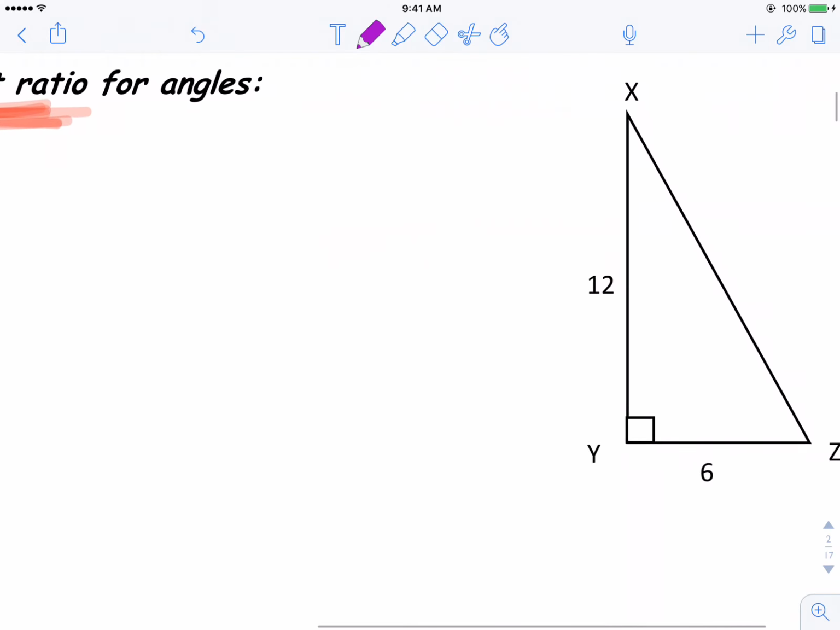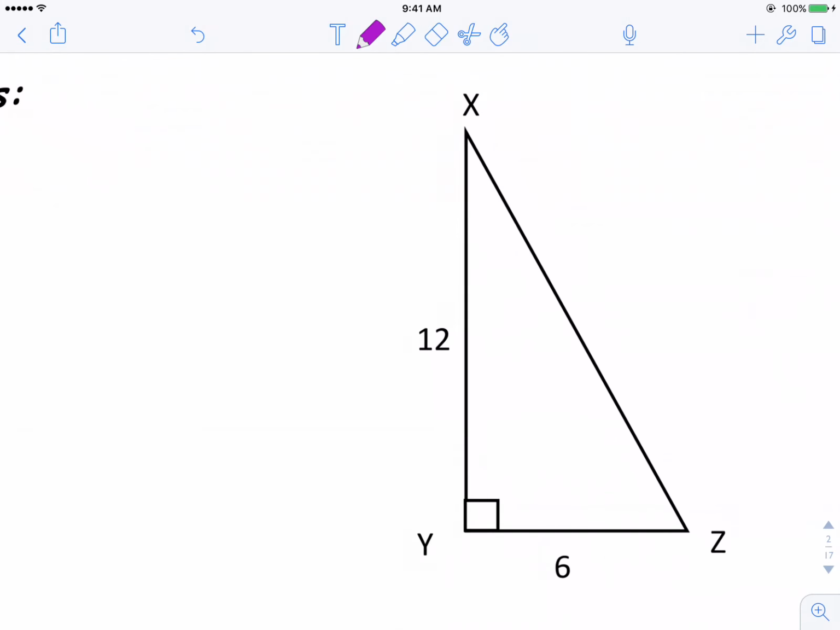So we go to our picture. If we're looking at angle x, that means we're referring to this angle. We need to label our triangle. This side would be the hypotenuse. The hypotenuse is always opposite to the 90-degree angle, so I spelled it wrong. The hypotenuse is always opposite to the right angle. It's always the longest side in the triangle.